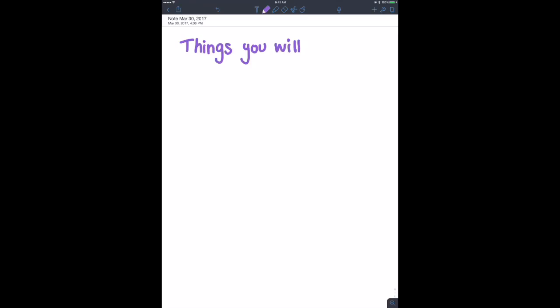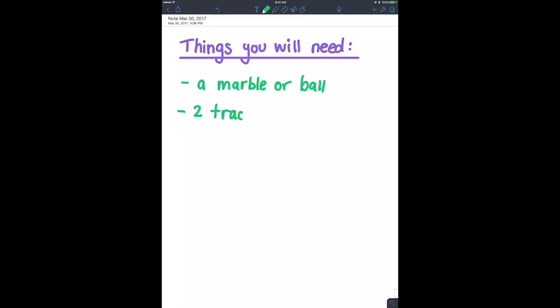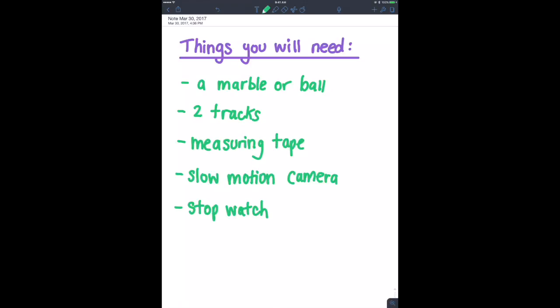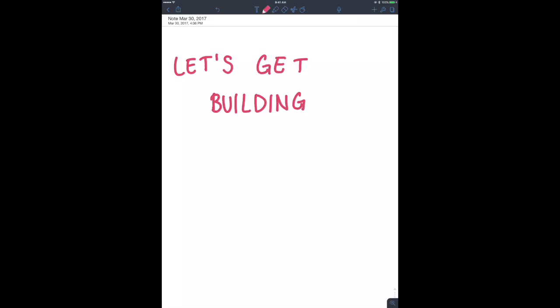Things you will need: a marble or ball, 2 tracks, measuring tape, a slow motion camera, and a stopwatch. Let's get building!